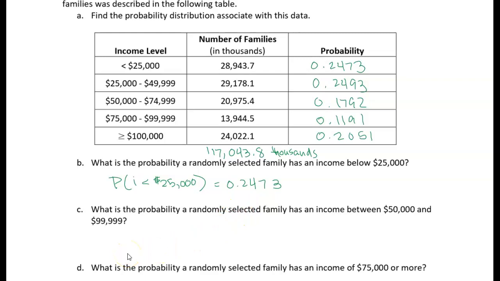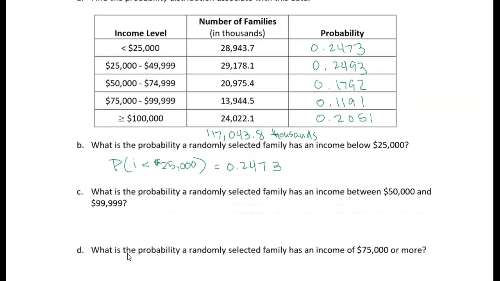What is the probability that a randomly selected family has an income between 50,000 and 99,999? So that's these two categories combined. We get 50,000 to 74,999, and then we have 75,000 to 99,999. So let's write this. We want the probability that the income is between 50,000 and 99,999. So I'm just going to add the probabilities for each of those two income groups together. So I'm going to take 0.1792 and add 0.1191. When I did that, I got 0.3242.